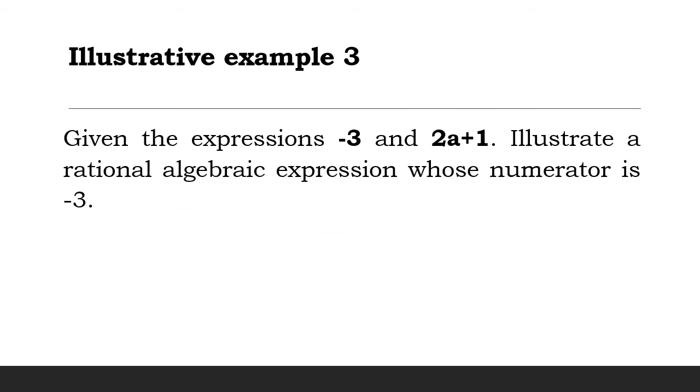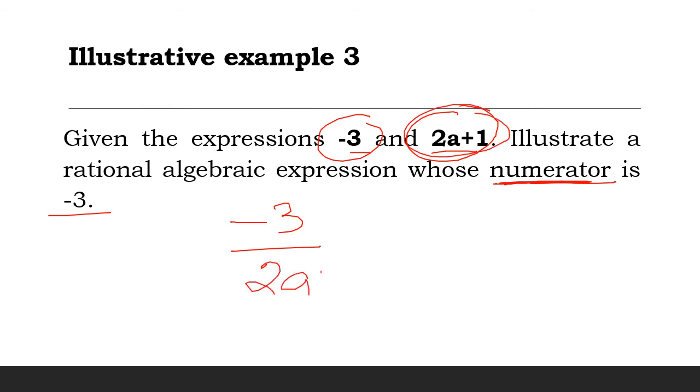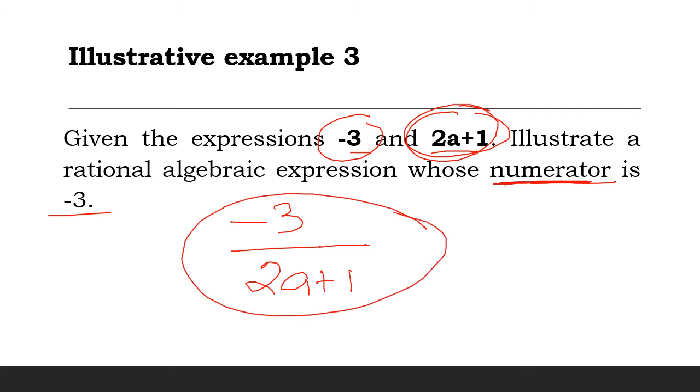Illustrative example 3. Given the expression negative 3 and 2a plus 1, illustrate a rational algebraic expression whose numerator is negative 3. Ipapakita natin yung RAE gamit yung negative 3 tsaka 2a plus 1, pero ang binigay na condition is numerator daw is negative 3. Automatically, numerator, yun yung nasa ibabaw ng fraction, negative 3, over yung isang term na pinapagamit sa atin, 2a plus 1, sa denominator. Ito na yung final answer natin: negative 3 over 2a plus 1.